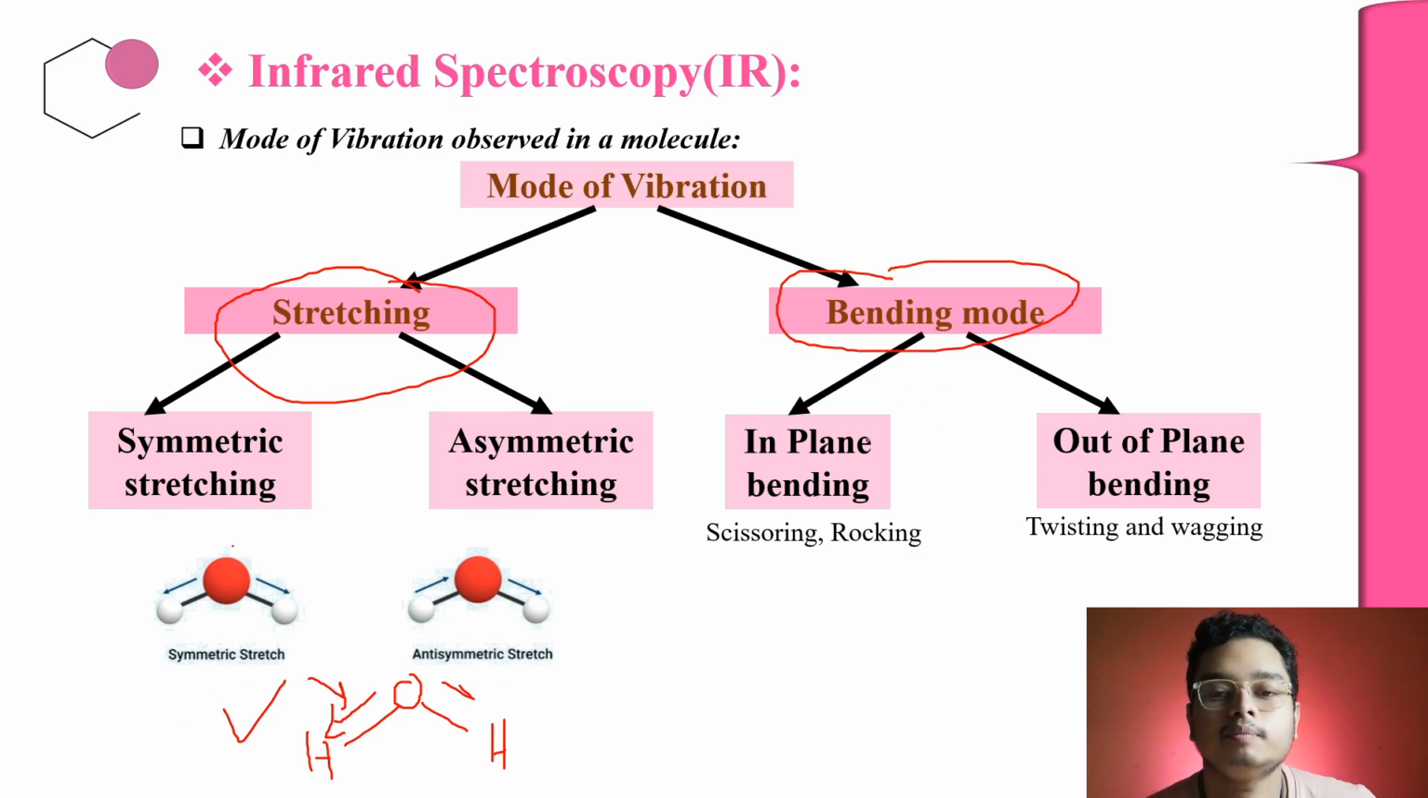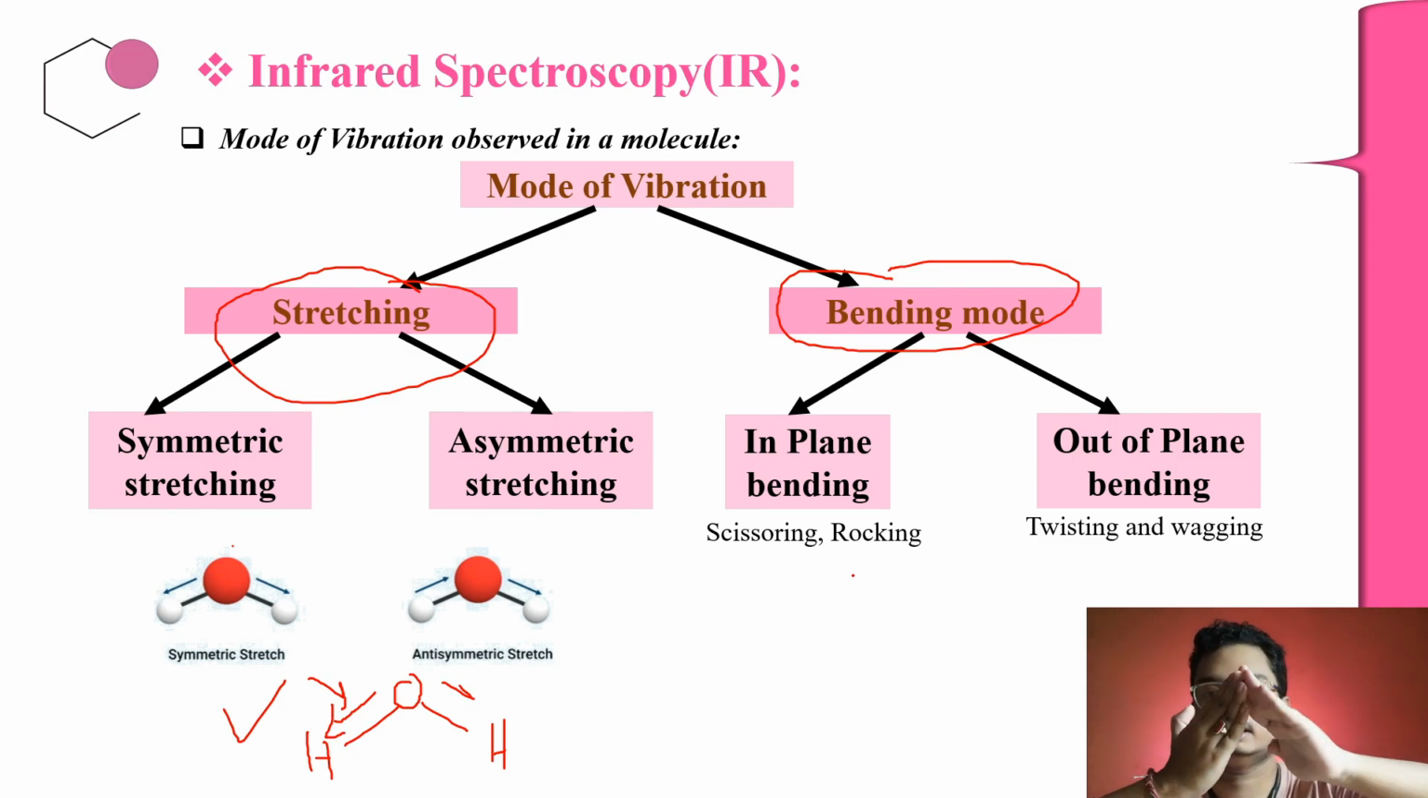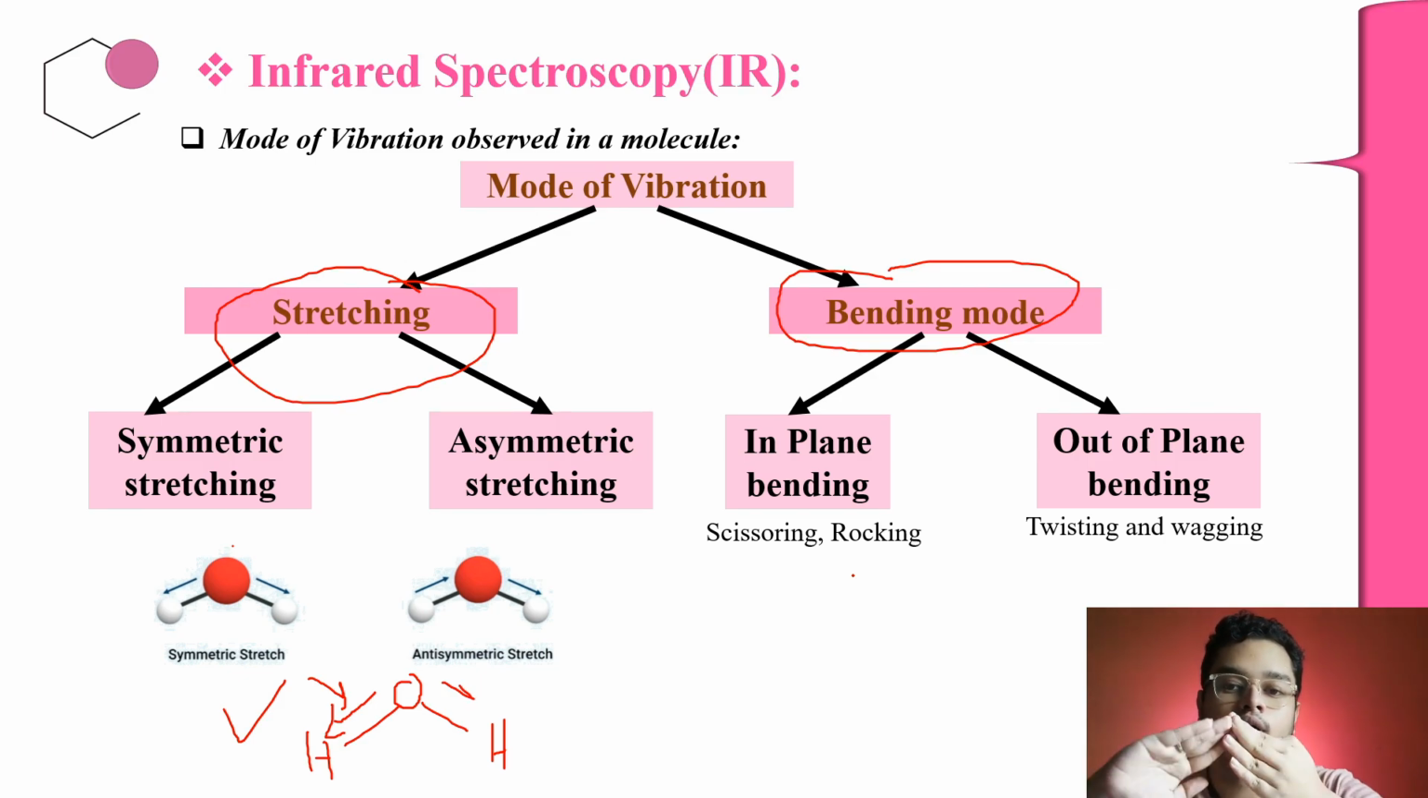Now the bending modes. There are two types of bending. One is in-plane bending. If the molecule bends like this, it is called scissoring. This is in-plane; there is no plane change. Then twisting and wagging means this type of rotation is observed, or we can say that bending where the molecule goes out of plane.